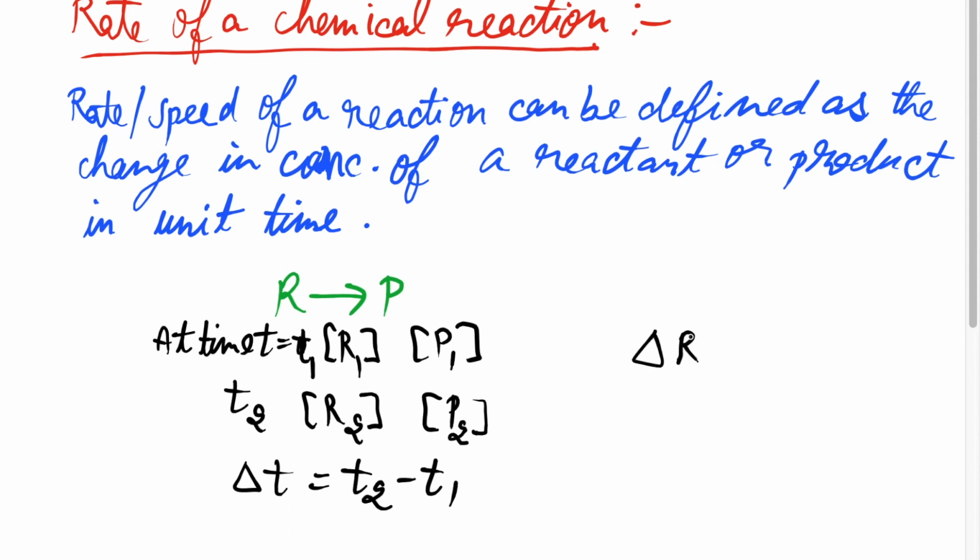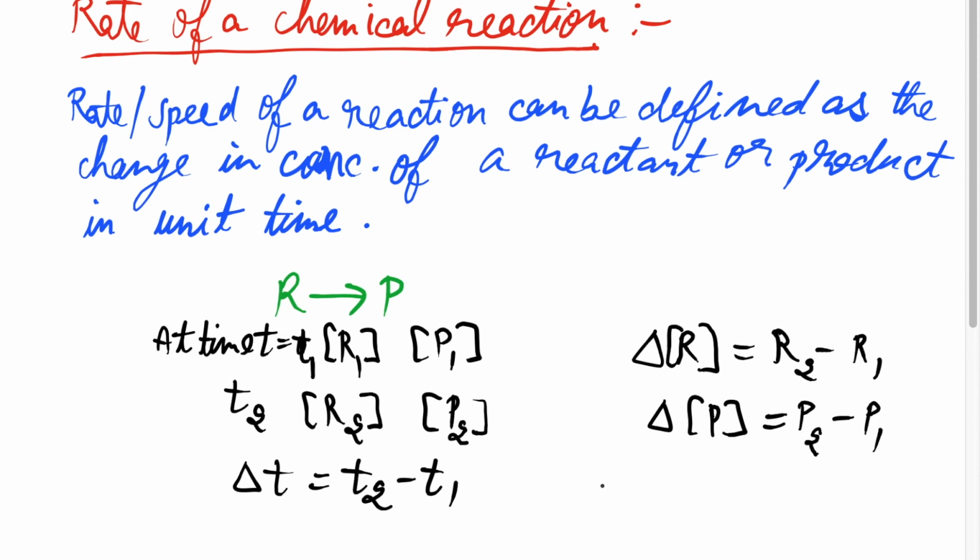And delta R, which means change in concentration of reactants, is R2 minus R1, and change in concentration of products is delta P. This symbol, the box, denotes the concentration of whatever material is inside it. Since product is in this box, it denotes the concentration of products. And delta is change, so change in concentration of products is P2 minus P1.